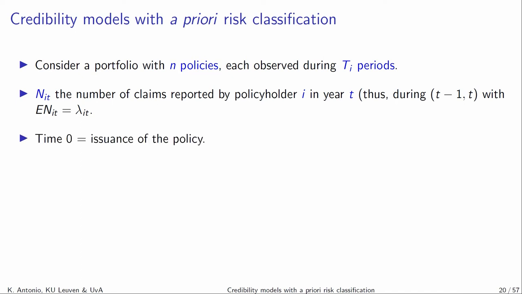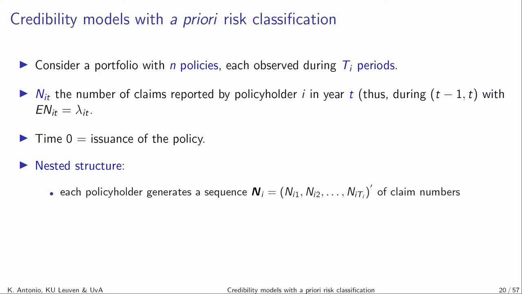At time zero, I issue the contract, let's assume that, and I've got a nested or hierarchical structure to a certain extent. I've got each policyholder generating a sequence of random variables, the vector N_i1 up to N_iTi, with the observed claim numbers. I will assume independence, so my policyholders are independent from each other. I'm going to assume independence between the different policyholders, the contracts in my portfolio. But I'm not going to assume independence within this vector.